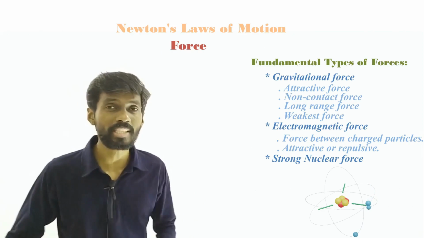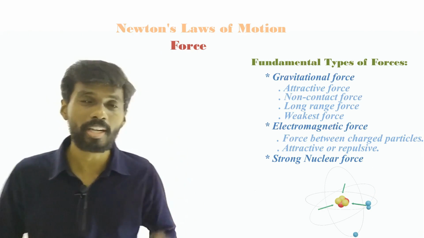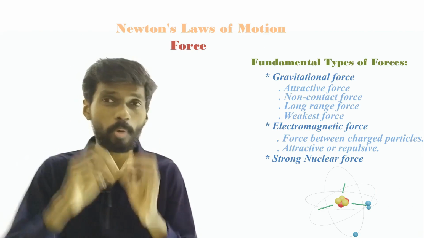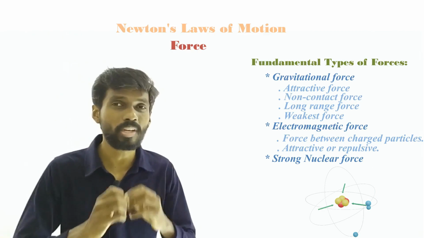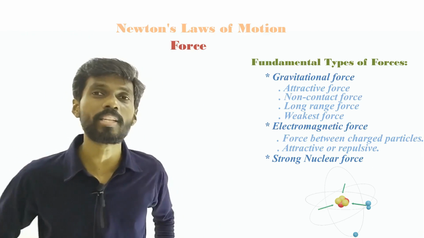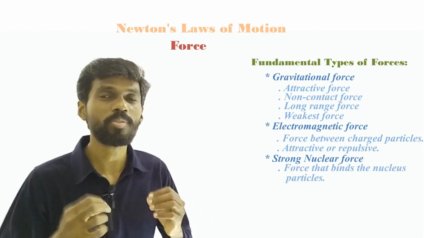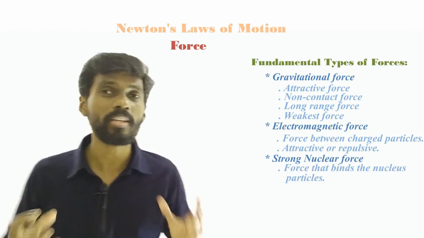So this force must be stronger than the electrostatic repulsion, because otherwise, if this force was not there, all the nucleus particles like the protons should repel each other. That means they'll fly away from the nucleus, but they are bound together by this mysterious force which we call by the name strong nuclear force, right?